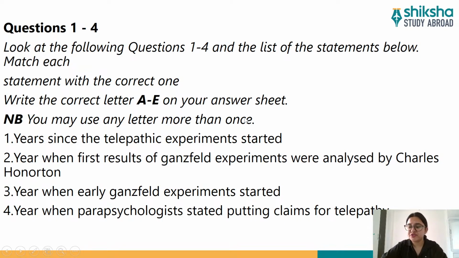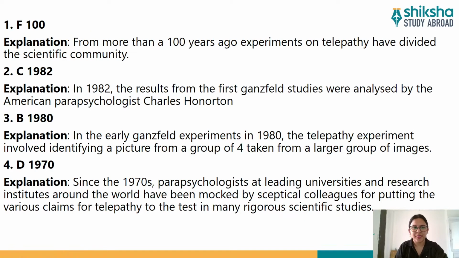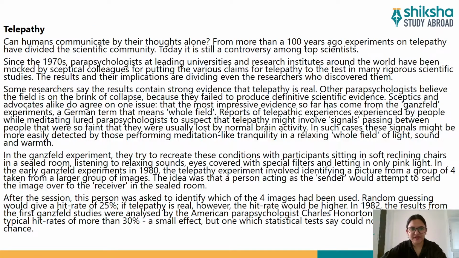So if this is given to you, then only you will use the letters more than once. Otherwise, you will not use. So again, write the correct letters A to E. In front of 1, 2, 3, 4, you will write the letters A to E, the options which are given to you. And the passages are given to you here.